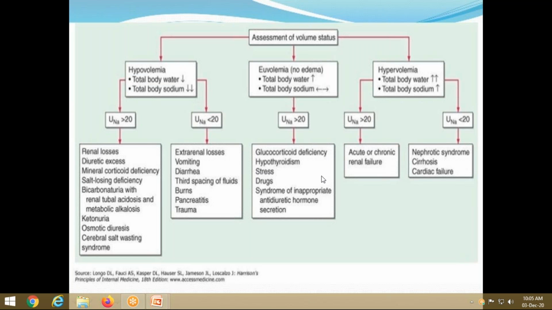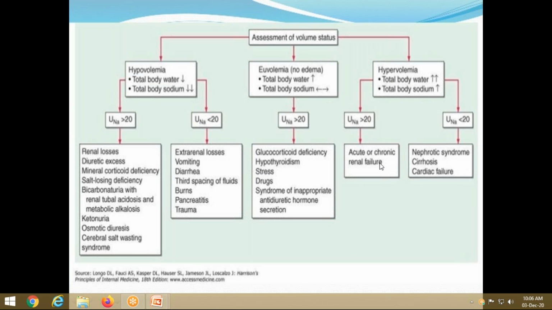Whereas in euvolemic hyponatremia, the first cause we know is SIADH, right? But before we label a case as SIADH, we have already discussed that we should exclude the other causes. SIADH is a diagnosis of exclusion. After excluding everything, only then should we make the diagnosis. So in euvolemic hyponatremia, glucocorticoid deficiency, hypothyroidism, stress, drugs, everything should be excluded. Then only we should come to this.